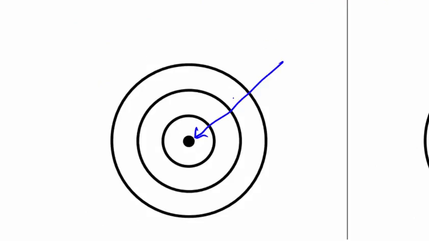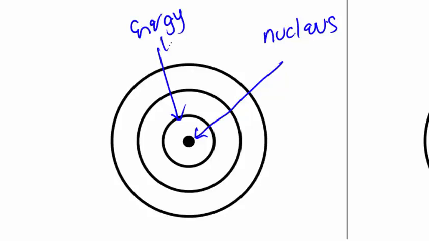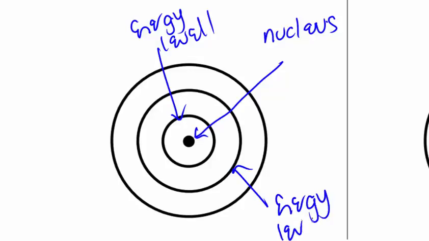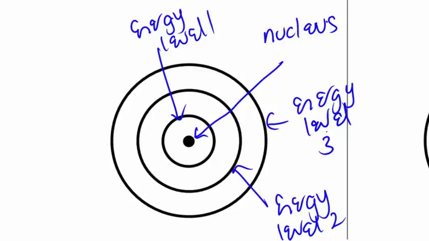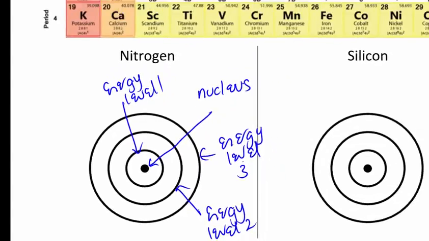Now if you look at the diagram down here, you can see how that's pictorially represented. So in the middle here we have the nucleus, and the nucleus holds the protons and the neutrons. Around the nucleus is where we have the electrons orbiting. So this is energy level 1, and then we have energy level 2, and energy level 3. There are, of course, more than 3 energy levels, but that's what's shown in that diagram.